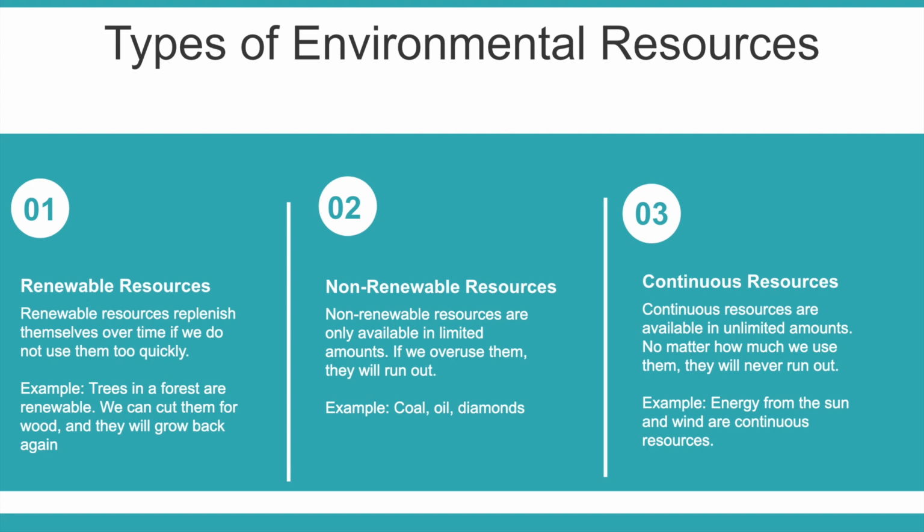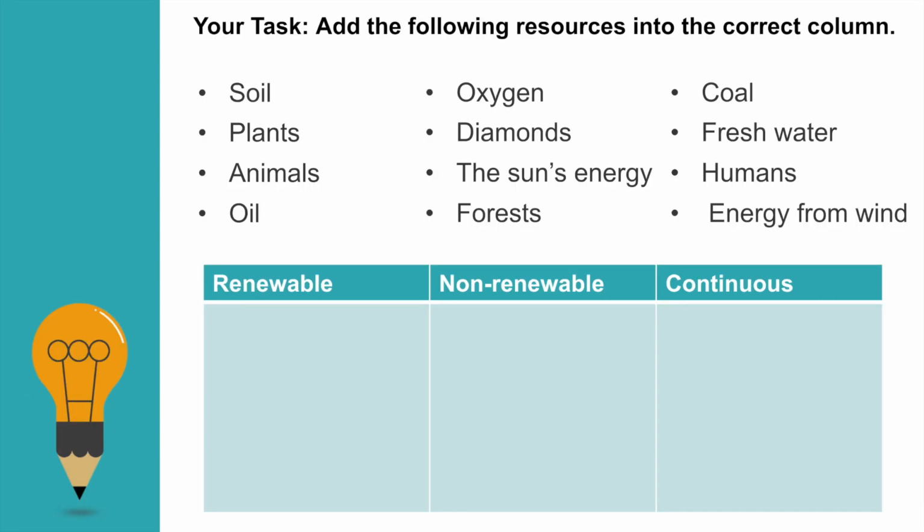Continuous resources are very similar to renewable resources, but are different by the fact that they are available in an unlimited amount. No matter how much of them we use, we will not run out. For example, you've got the sun. The sun is a continuous resource because the sun will always be around and in the sky, even if it is covered by clouds at times, it's still in the sky. Wind is similar in that way, in that it is not controlled by anything that we do.